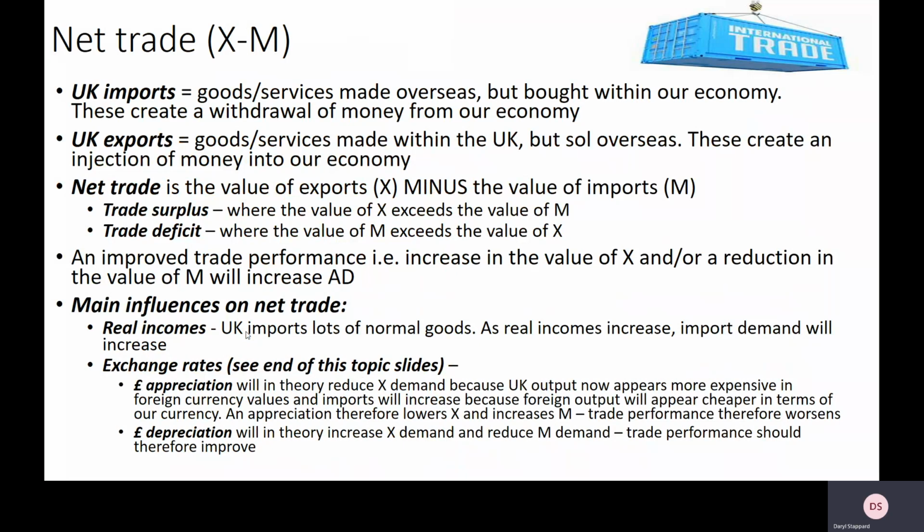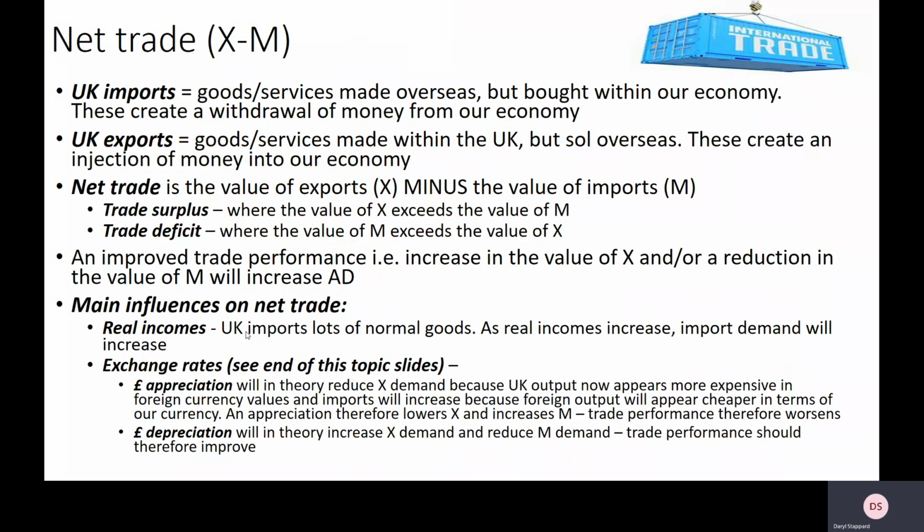UK exports are when we make output in our economy and then we sell this output overseas. This is good for aggregate demand. It would increase it when exports increase because exports are an injection of money into our economy. So net trade performance is where you take the value of exports and you minus the value of imports. Now, if we had a trade surplus, what it would mean is that the value of our exports exceeds the value of our imports.